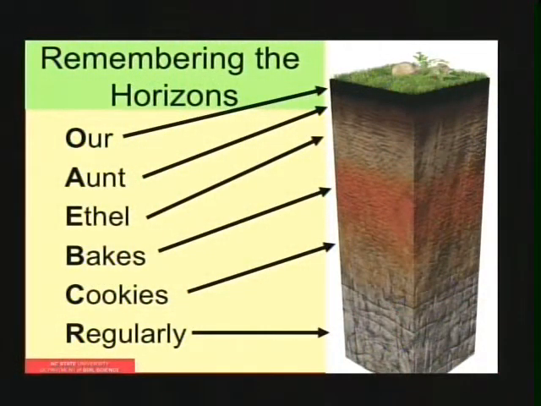Okay? So there is a good way to remember the horizons. If you can't remember O, A, E, B, C, remember the mnemonic: Our Aunt Ethel bakes cookies regularly. That's one way to remember the horizons. And if you don't have an Aunt Ethel, Aunt Edna would work fine, Elizabeth, whatever. So our Aunt Ethel bakes cookies regularly is a good way to remember what the horizons are.